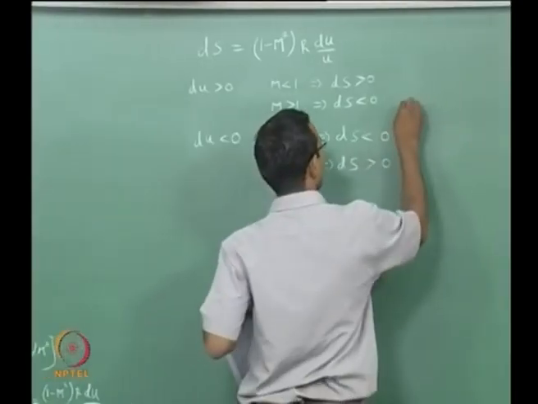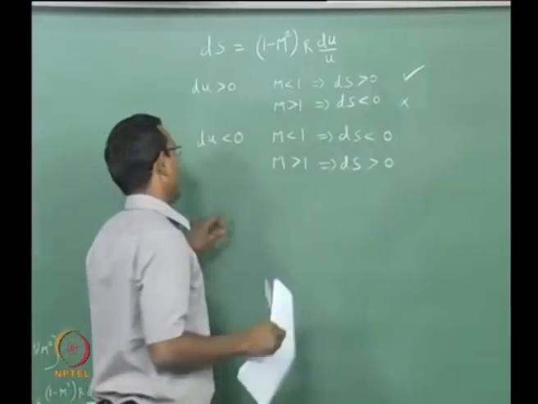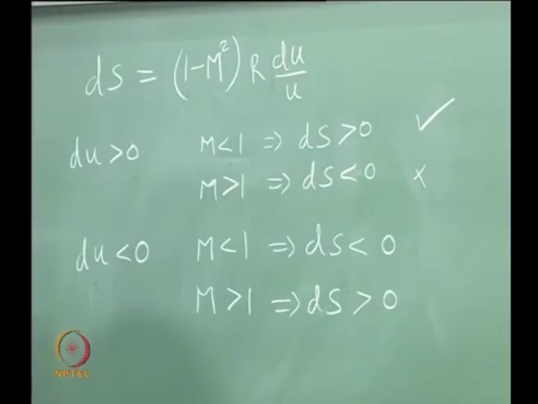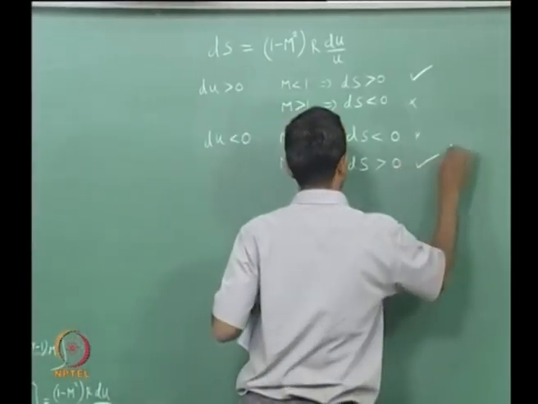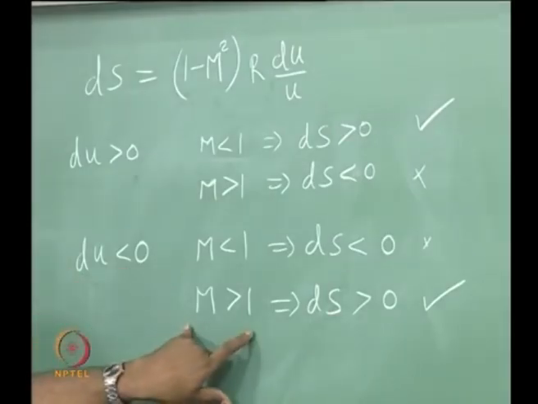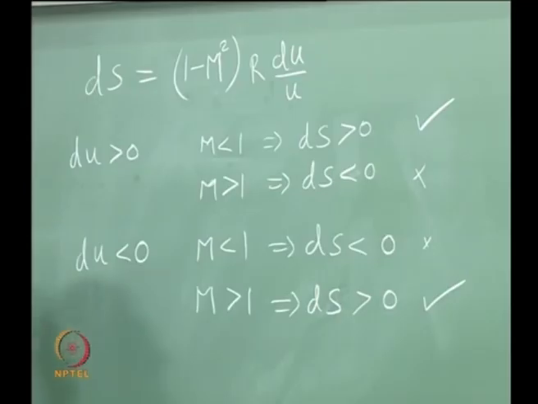So, this is not possible, this is possible. When my Mach number is less than 1, I cannot have a decrease in velocity, I can have only an increase in velocity. I can have a decrease in velocity only when Mach number is more than 1. These are the two things we are saying, which means I want to look at it in terms of dM by M also.